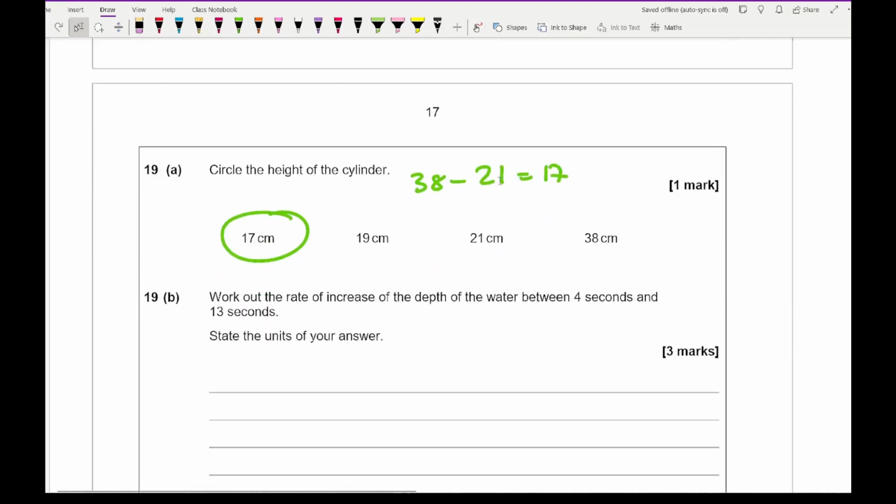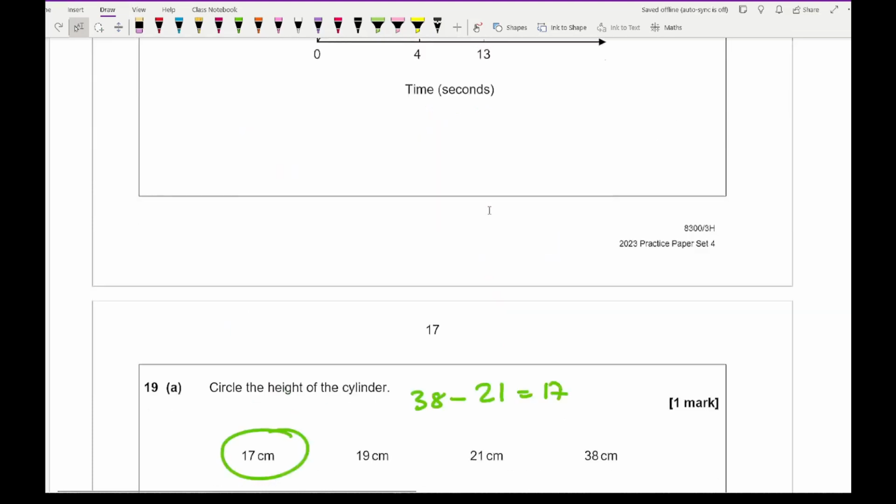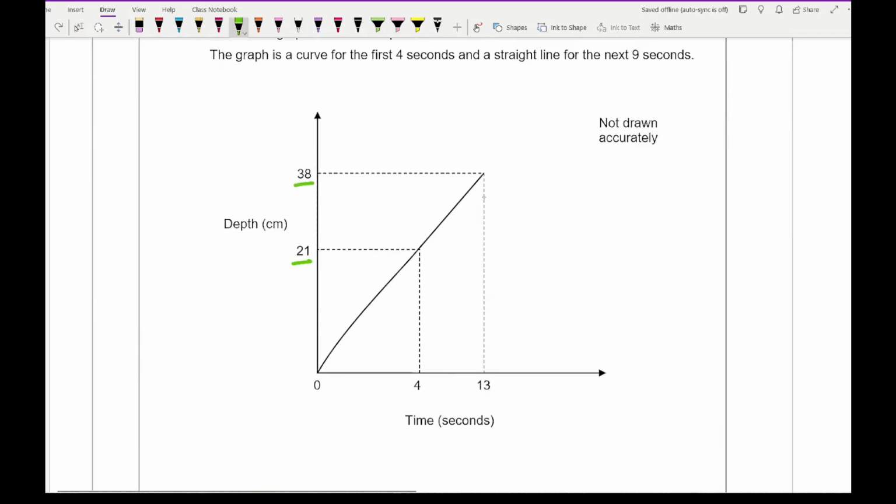The next question then says work out the rate of increase of the depth of water between 4 seconds and 13 seconds and state the units of your answer. So what we need to do for 19b is to work out the gradient of this line here. So 19b is work out the gradient of the straight line.